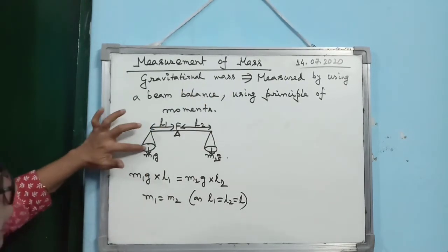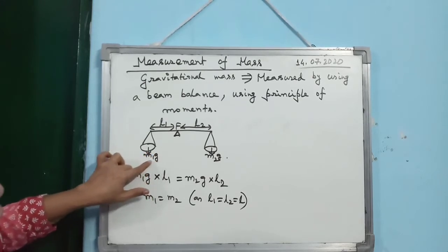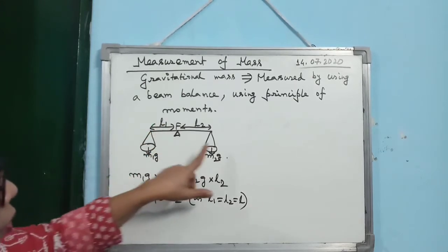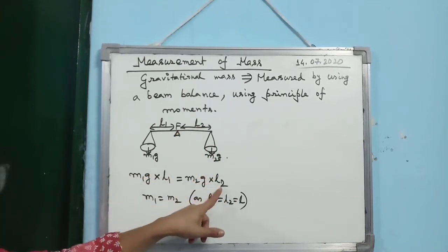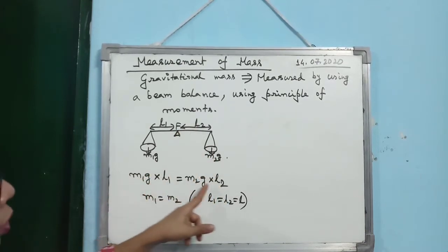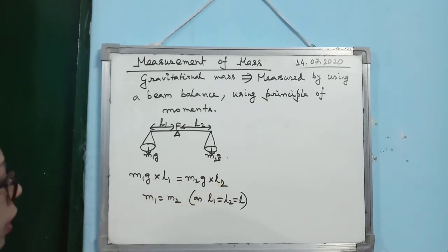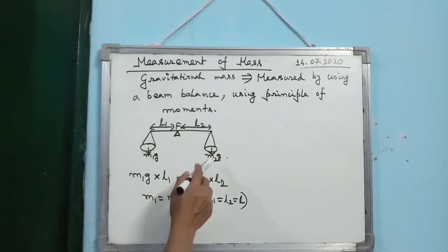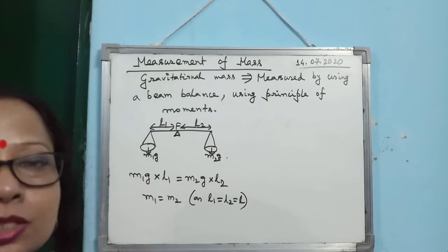So here the weight is M1G. What is the moment of this force? M1G into L1. What is the moment of the force on the other side about the fulcrum? M2G into L2. G and L1, L2 you can cancel from both sides. So what are you getting? M1 equal to M2. So if you keep one standard mass on one side, then you can find out the unknown mass on the other side.